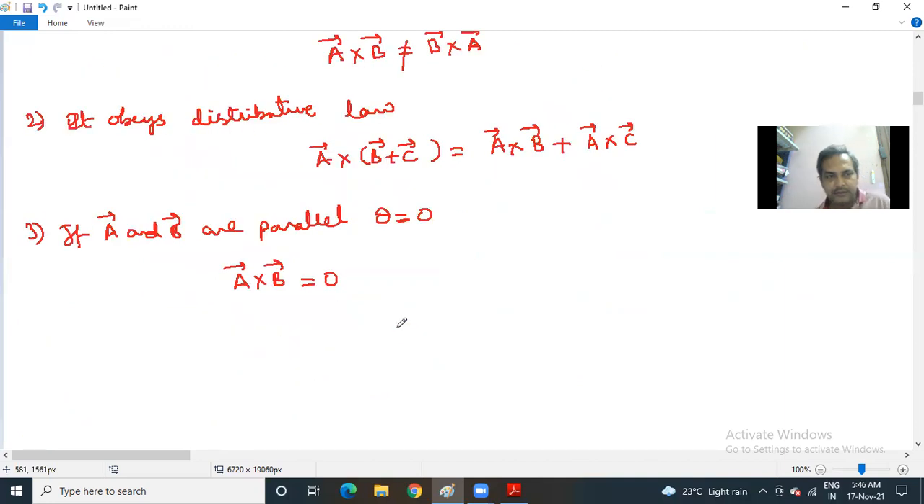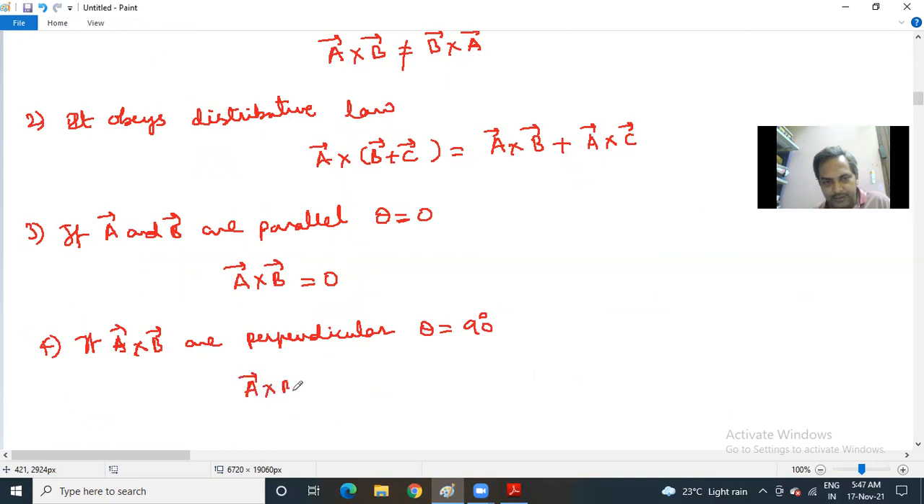Next, the fourth one: if A and B are perpendicular, so theta will be 90. If theta is 90, sine will be maximum. So you will get A cross B is equal to AB. So torque will be maximum in the case of R and F.